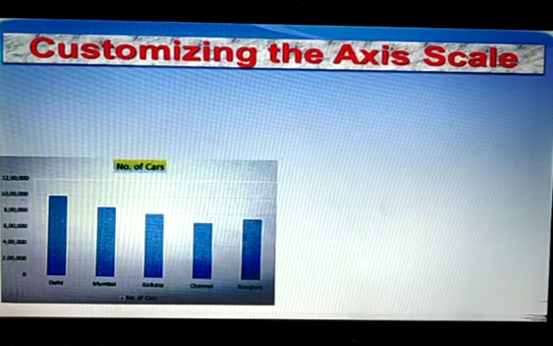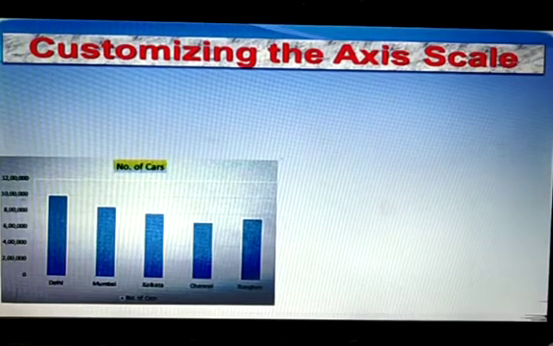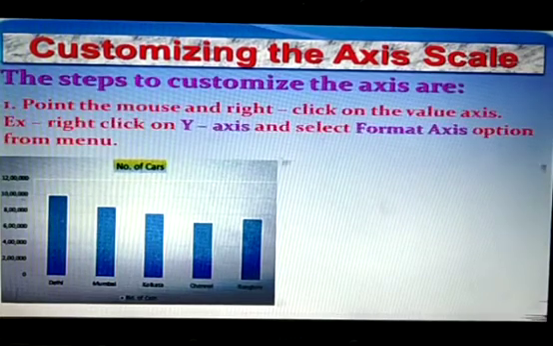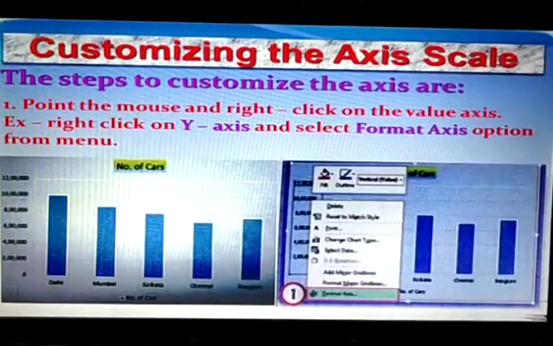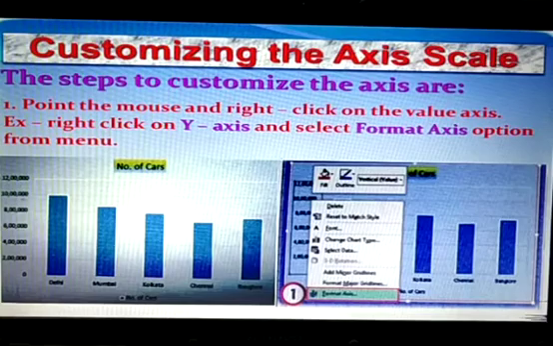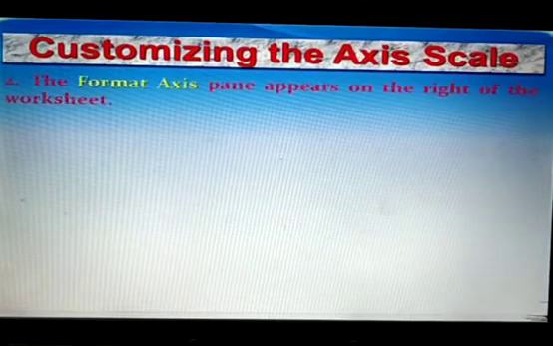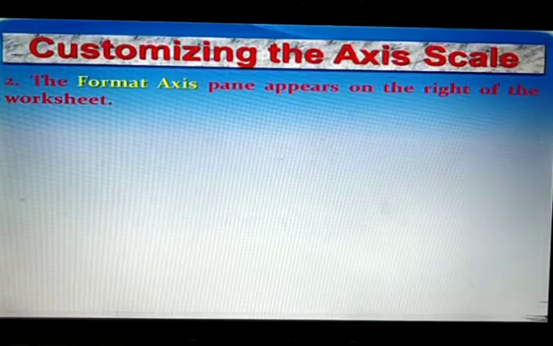12 lakhs. But if you want to change this scale to 20 lakh, then the steps are: point the mouse and right click on the value axis. For example, right click on Y axis and select the format axis option from the menu. The format axis pane appears on the right of the worksheet.